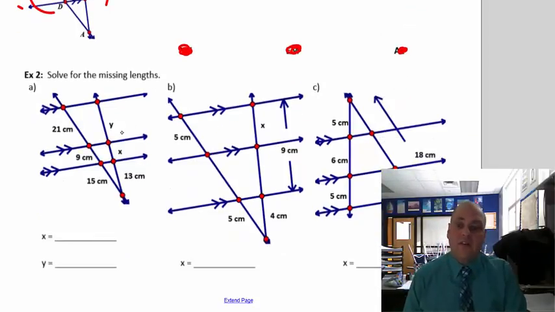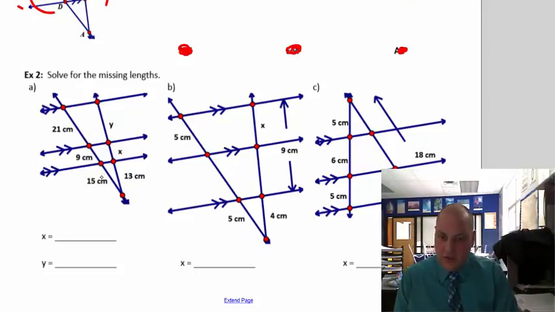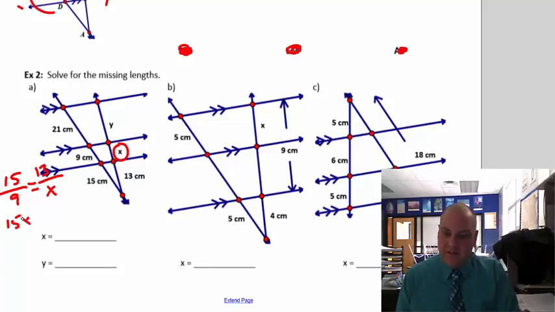Solve for the missing lengths. So now we're going to actually do proportions here. To find x, we could do 15 is to 9 as 13 is to x. 15x equals 9 times 13, and then we divide by 15. I don't want to show all the work because I'm just trying to get through this for you, and it's 7.8.